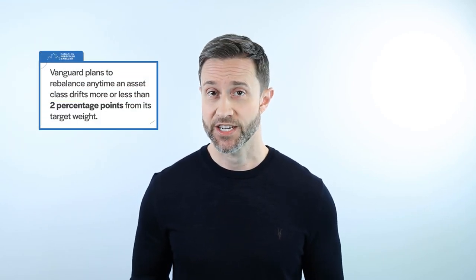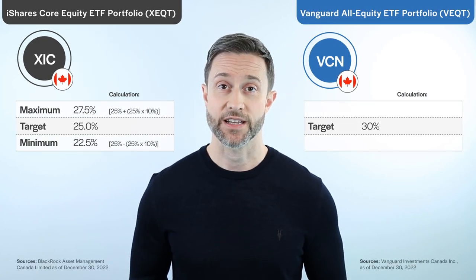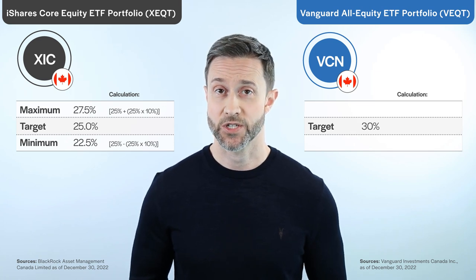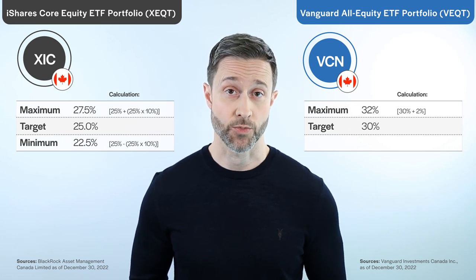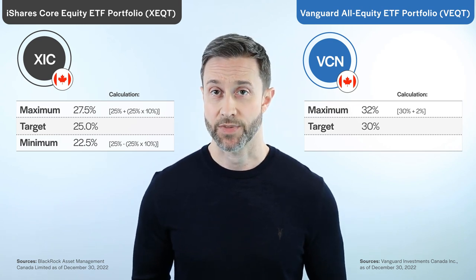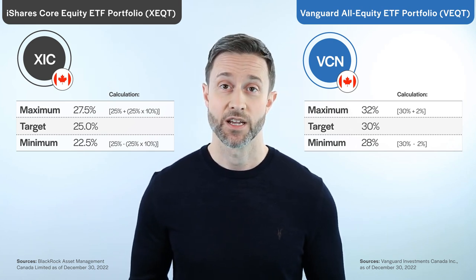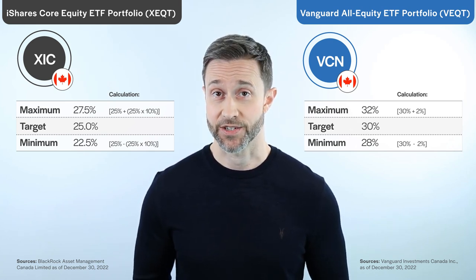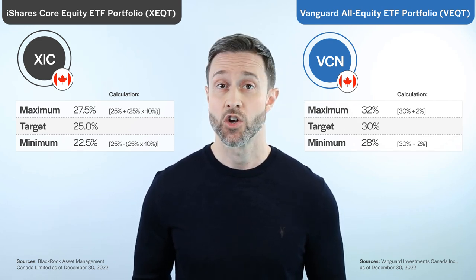Vanguard's rebalancing plan is a little different. They won't allow any specific fund to deviate by more or less than 2 percentage points from its target weight. For example, VEQT has a Canadian equities target weight of 30%, invested in the Vanguard FTSE Canada All Cap Index ETF, VCN. If VCN becomes more than 32% of the portfolio, which is 30% plus 2%, or less than 28%, or 30% minus 2%, Vanguard will likely spring into rebalancing action. Again, they're more likely to use new cash flows to top up any underweight asset classes, reducing the need to sell existing securities.